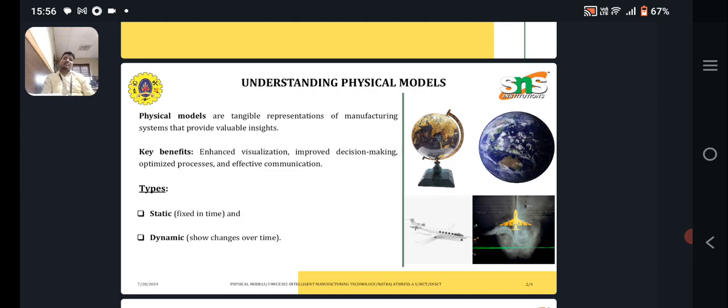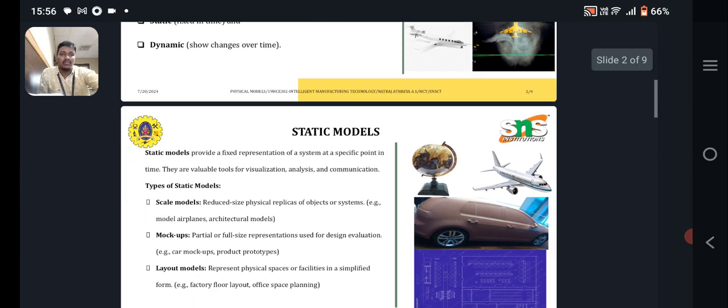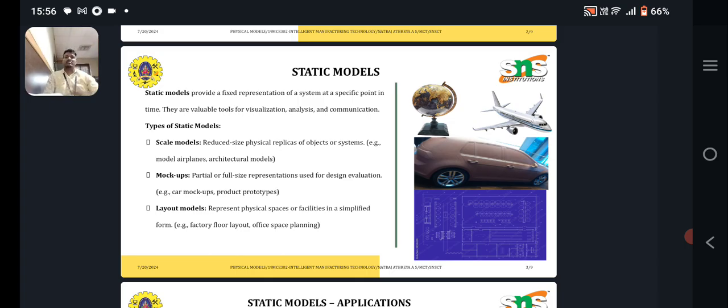An example is wind tunnel testing of a scale model aircraft. Scale models have advantages in communication, forms of thinking, and the aesthetic ideas behind designs. Next, the key types and benefits, and the types available in physical models: static and dynamic.